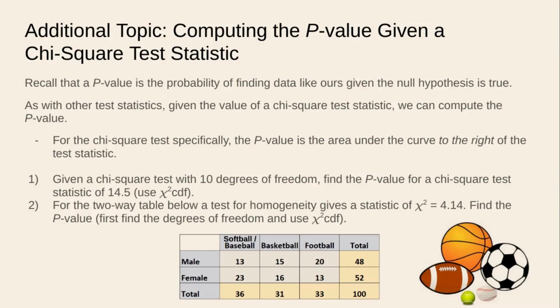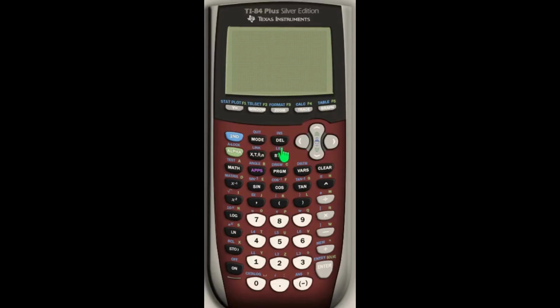So let's look at problem number 1 here. Given a chi-square test with 10 degrees of freedom, find the p-value for a chi-square test statistic of 14.5. And we are going to use chi-square CDF that you will find in your calculator. Let's get to it. So here we are at the calculator.